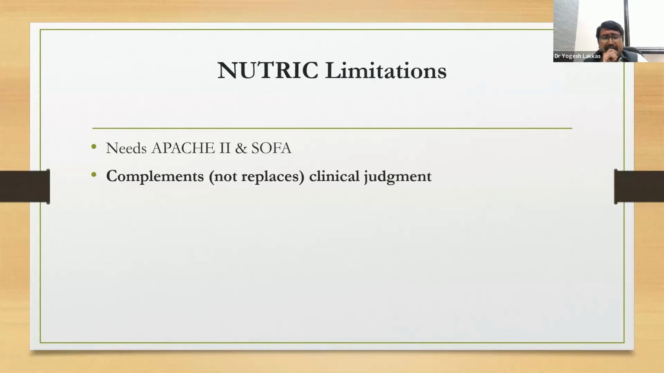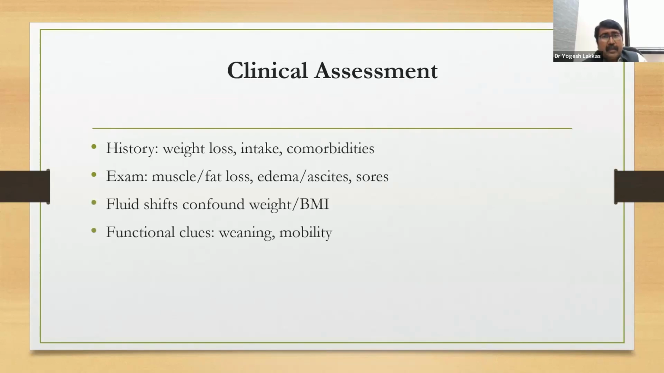NUTRIC score limitations: it needs APACHE II score and SOFA scores. That detailed scoring is needed for NUTRIC score calculation. Then it complements, it does not replace, the clinical judgment for patients. That's why individual planning of the nutrition for each patient is very important.